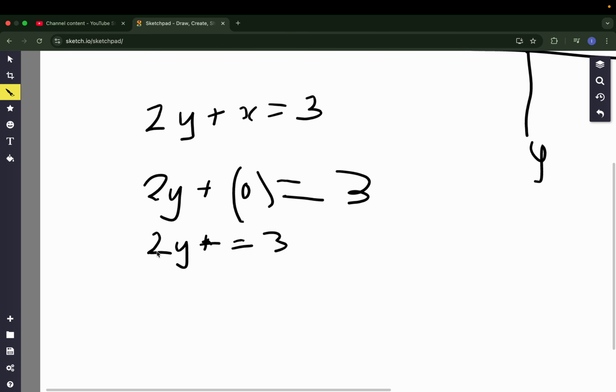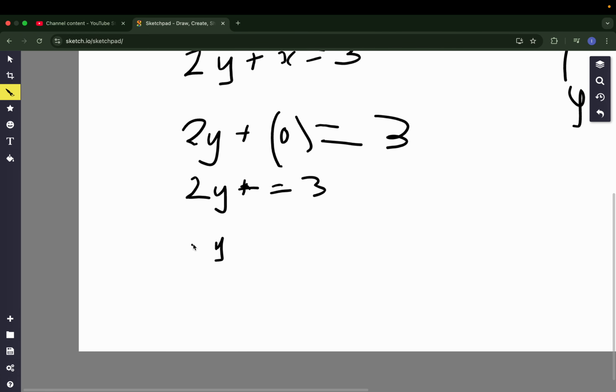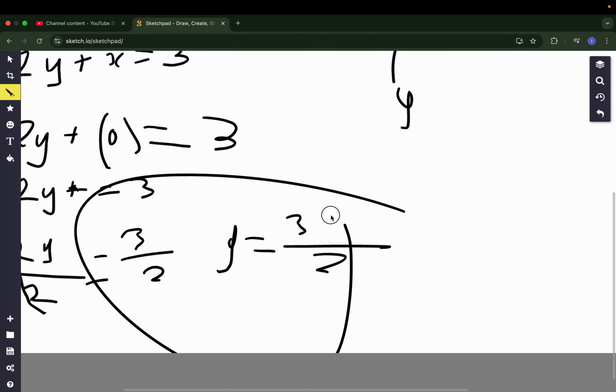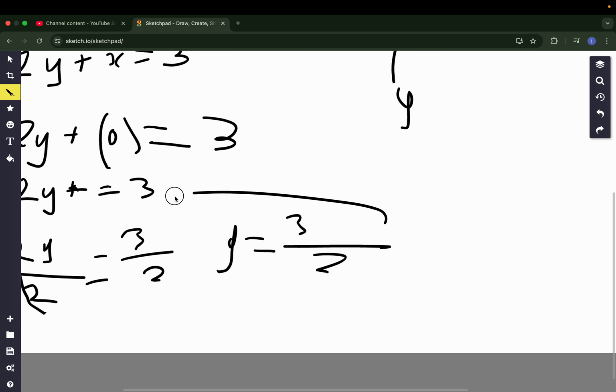So 2y is equal to 3. And when we got to here, whatever way you learned it, 2y divided by 2 equals 3 over 2. And these two cancel out because they're the same. So y is equal to 3 over 2.